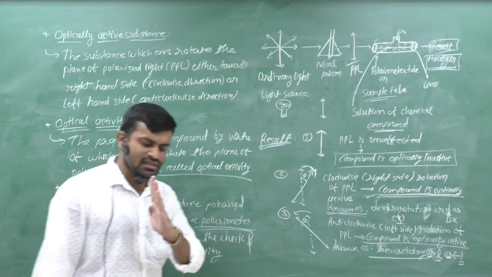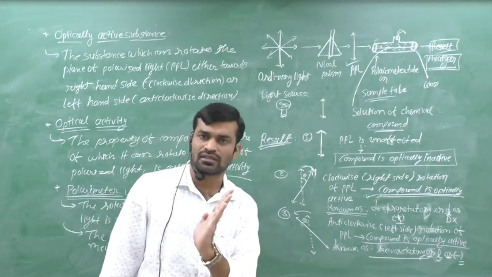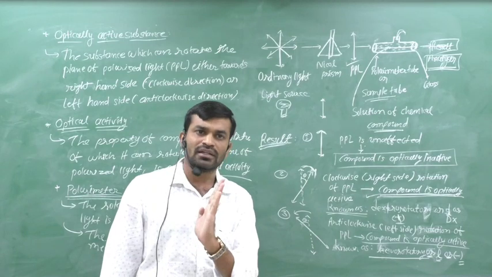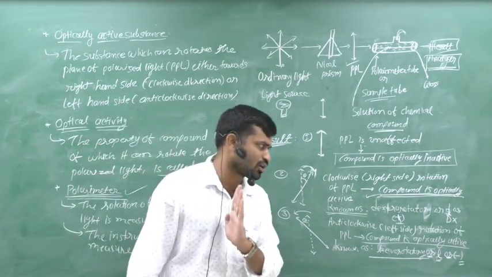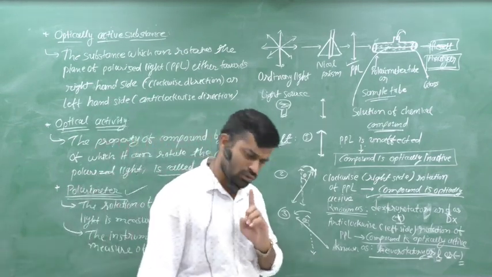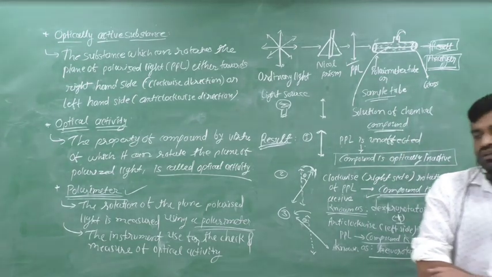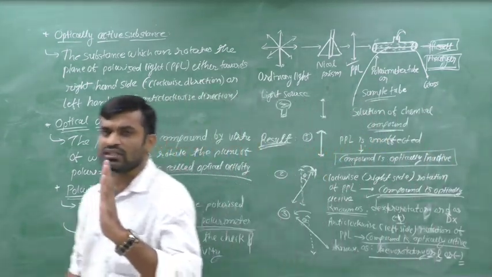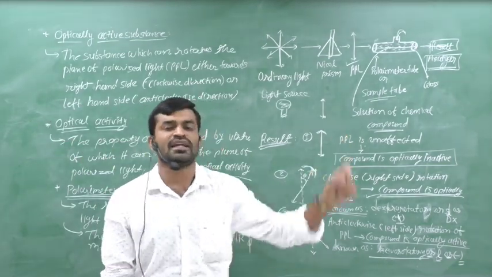If the plane of polarized light is rotated towards the right side, then it is optically active, and it is known as dextrorotatory. If the light is rotated towards the left side, then it is also optically active, but now it is known as levorotatory. But if the plane of polarized light does not rotate, then the compound is optically inactive.